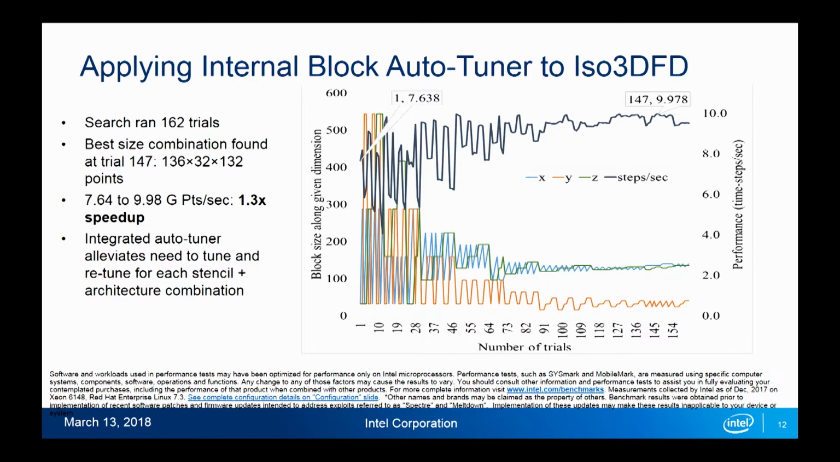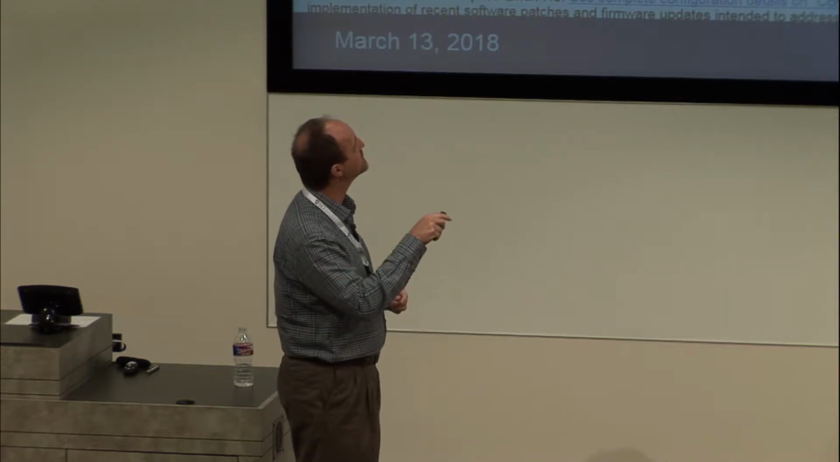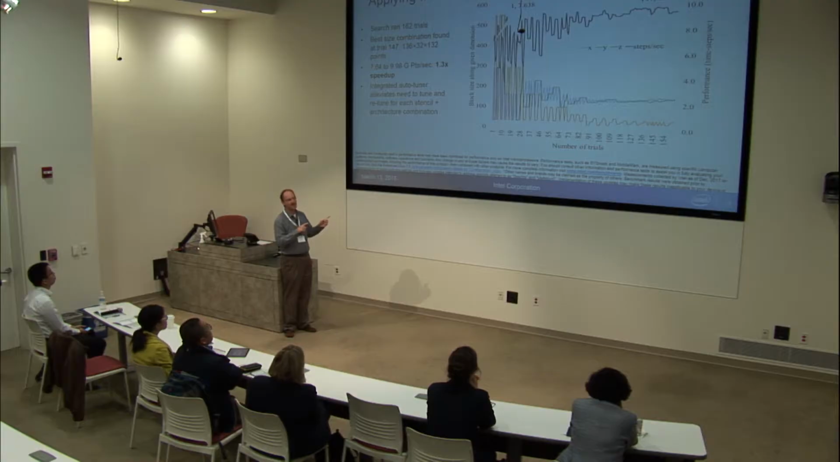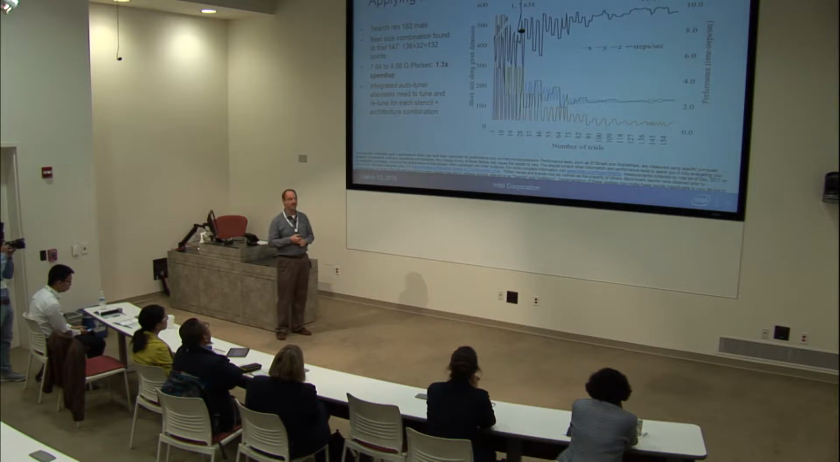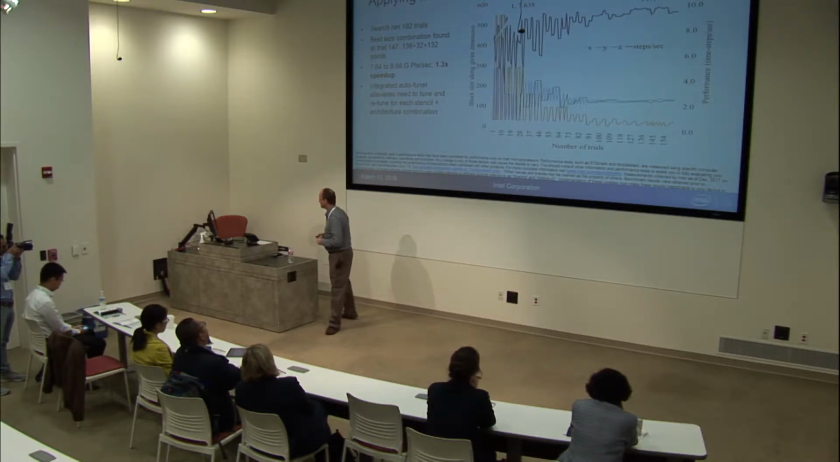The bottom 3 lines show the different sizes of the XYZ dimension of the tile and how it converges over time. And the black line up at the top shows the performance, which started at about 7.6 gigapoints per second. I believe the last talk had something around 5, so we're in the same ballpark, although I think this one might have been a little higher order. So we started out again at around 7, and at the end we got up to pretty much 10 on this example.